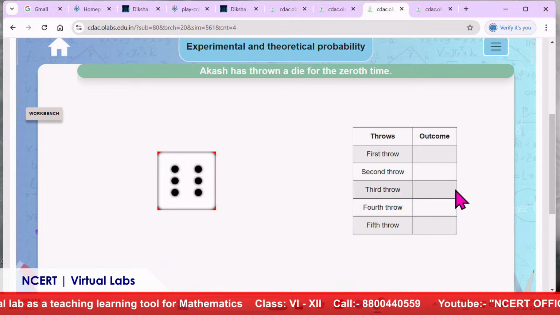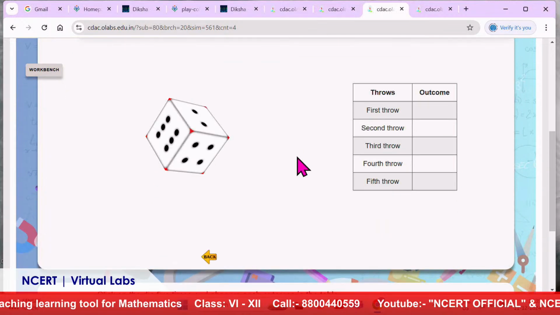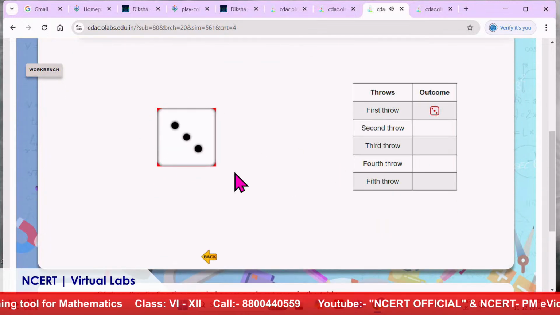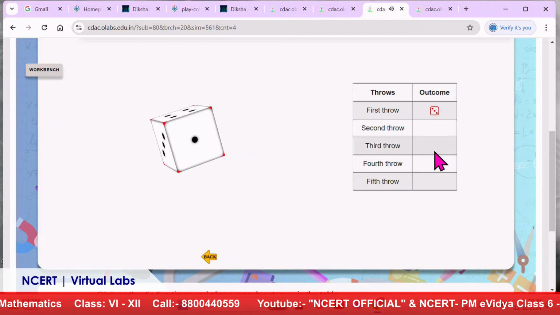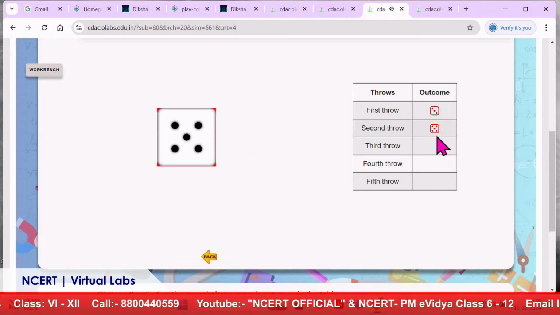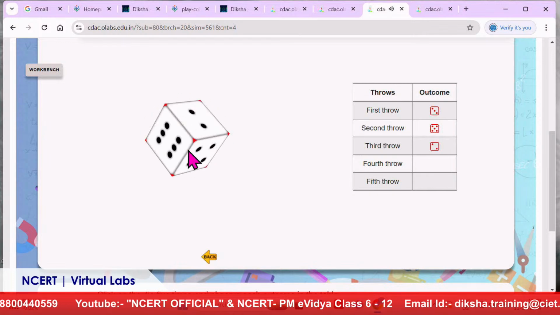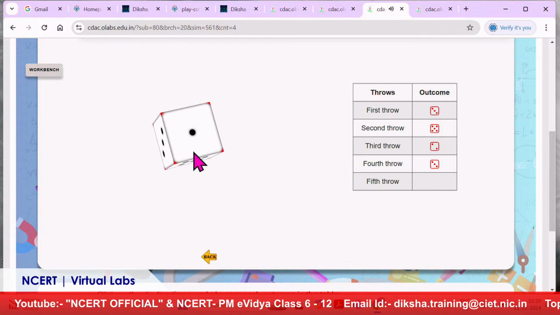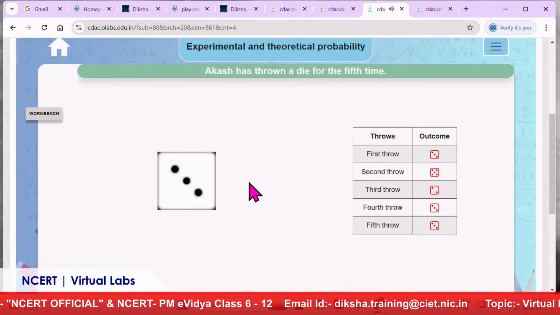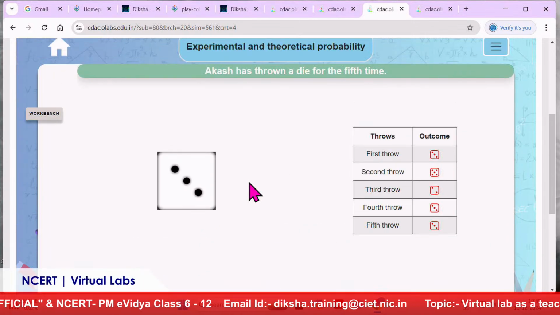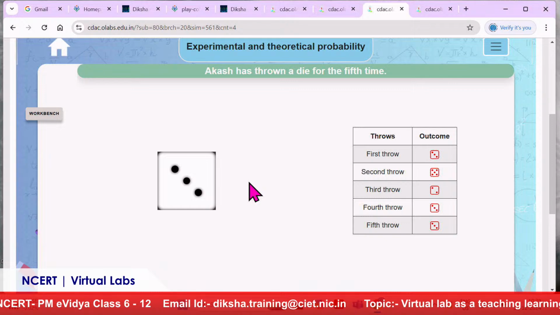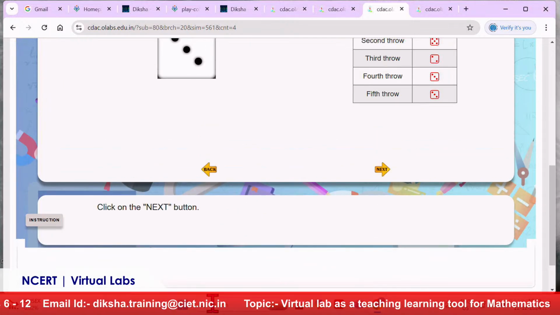Once he throws a die, what do we get? Okay, we get 3. In the second throw, we get 5. Similarly, in the third throw, we fill in the observations here, in the fourth row and in the fifth row. When they perform this activity in the classroom, they will get interested. And I'm sure no cheating is happening while throwing the dice.